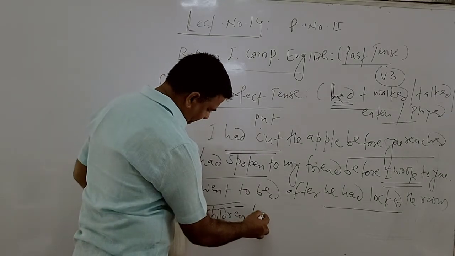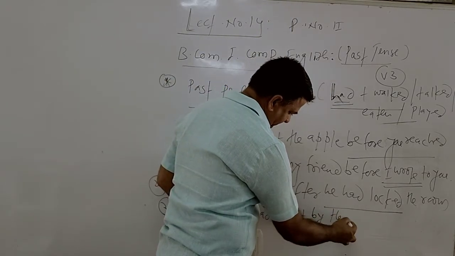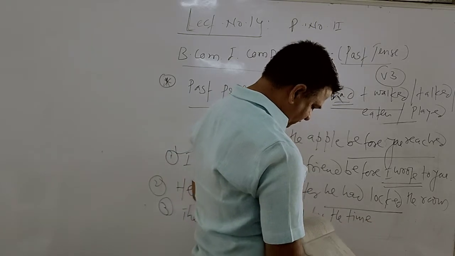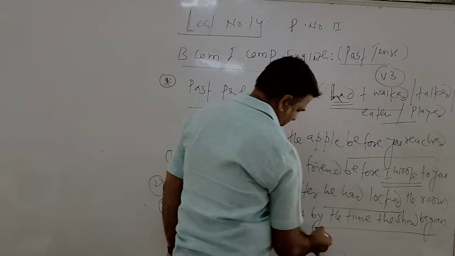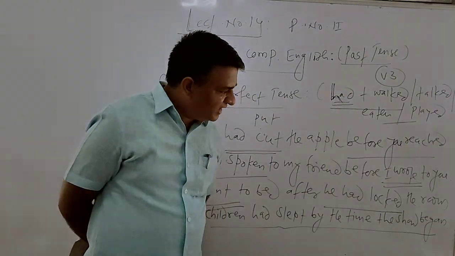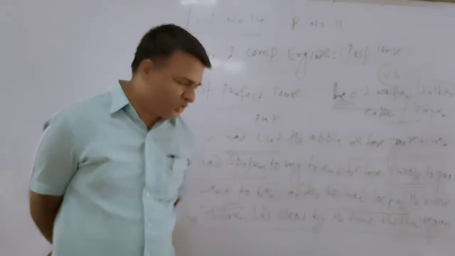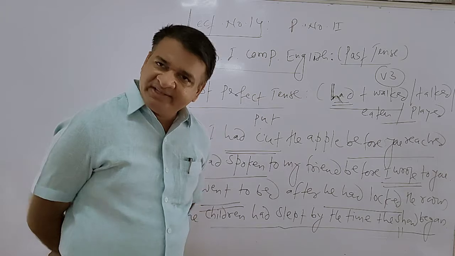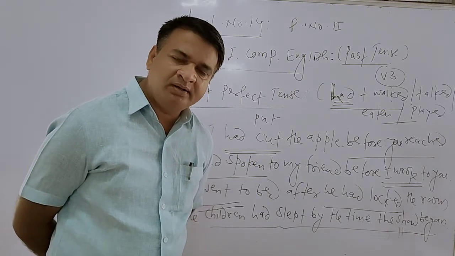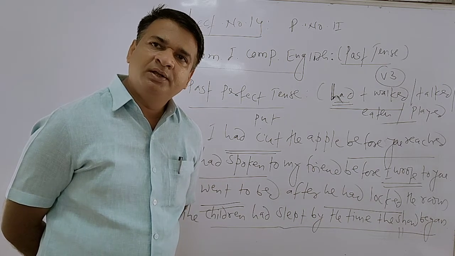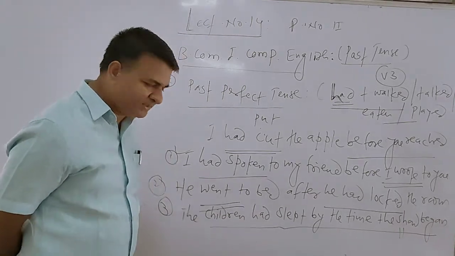The children had slept by the time the show began. The show began is simple past tense. The children had slept by the time the show began. It means the children had already slept and then the show began. Simple past tense happens later and past perfect happens before. बच्चे सो गए थे जब सिनेमा स्टार्ट हो गया.